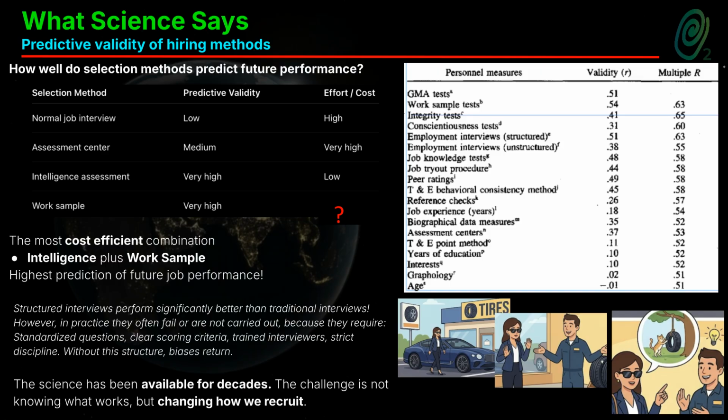This kind of science, by the way, has been available for decades. It's well known, all that stuff. And the challenge is not knowing what works, but actually changing how we recruit.